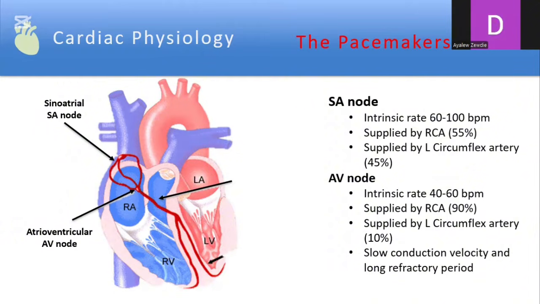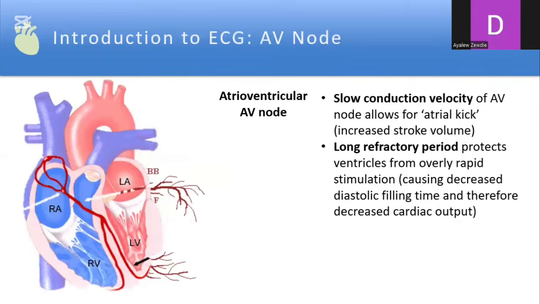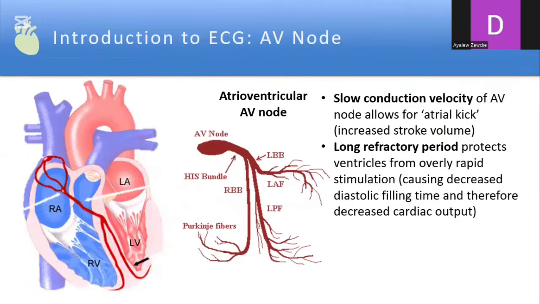If things start from the SA node, we call it sinus. But if it starts from the AV node or below, at the junction, we call it junctional rhythm. And the rhythm below that, from the fibers, is a ventricular rhythm with a rate of about 20 to 40. So after the SA node, it goes to the AV node, then to the bundle of His. After that, to the right and the left bundle. The left bundle is divided into the left anterior and left posterior fascicle.